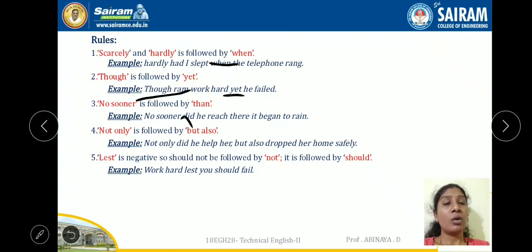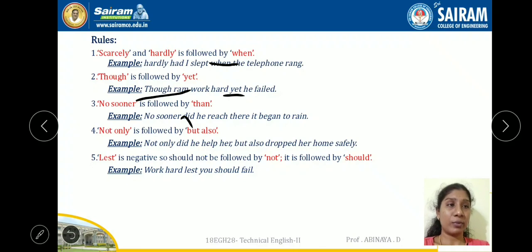Fourth one, not only is followed by but also. This is a very common phrase in daily life. Whenever you use not only, go with but also. See here, not only did he help her but also dropped her home safely.